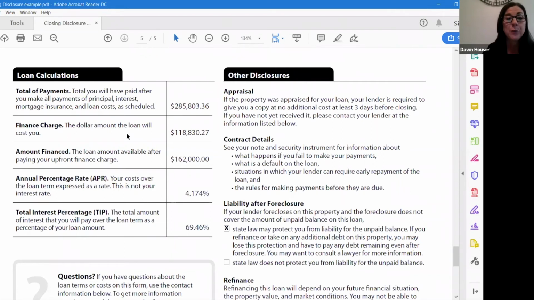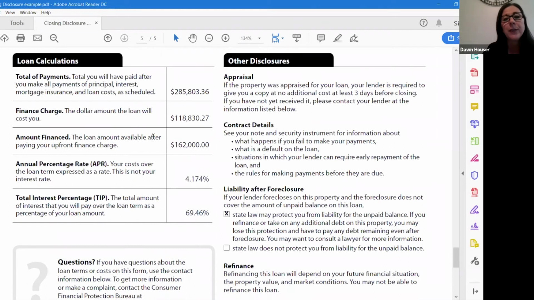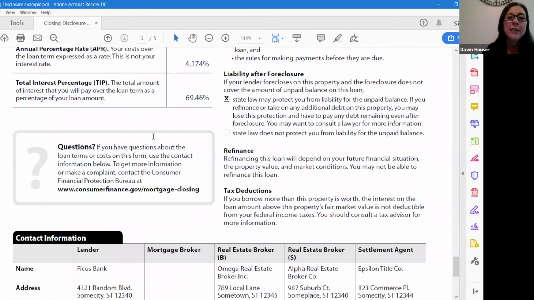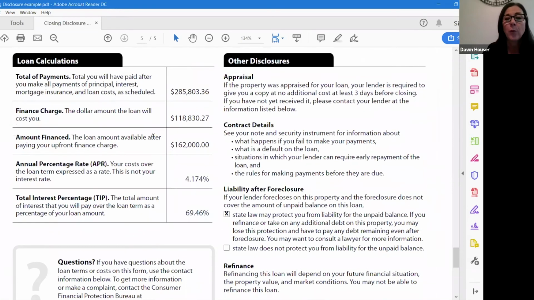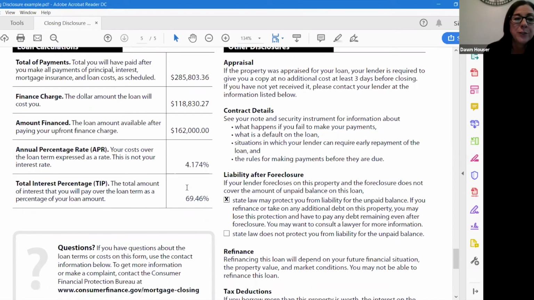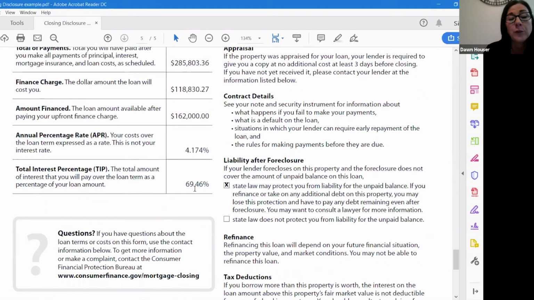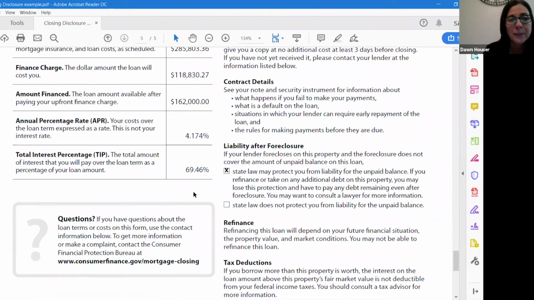So when you go down to the APR, the interest rate is 3.875, but an APR takes into account all the costs that were associated with the loan. So when you take the interest rate of 3.875 with the costs, that is 4.174 average. So some people will think that's their interest rate. It's the cost of borrowing the money when you average it out over that 30 years with the cost. And then the total interest paid is the total amount of interest you will pay over the loan term, which is 69%. So you're basically 30% is principal, and 70% is just the interest on it. Principal is 30%, interest almost 70.